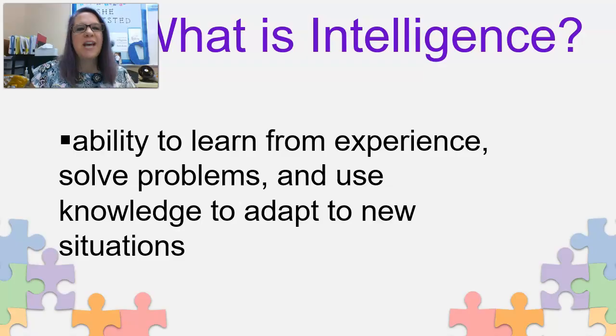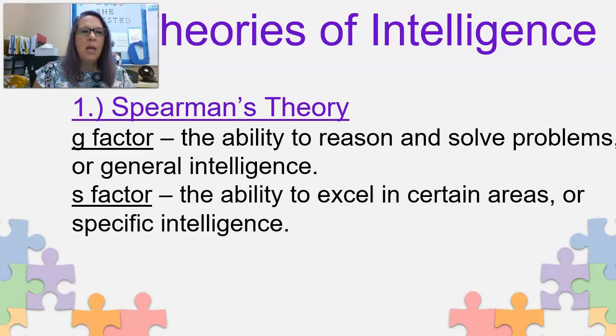So here's our textbook definition for intelligence. It is simply our ability to learn from experience, solve problems, and use knowledge to adapt to new situations. There are a couple of theories from prominent psychologists about what intelligence is.